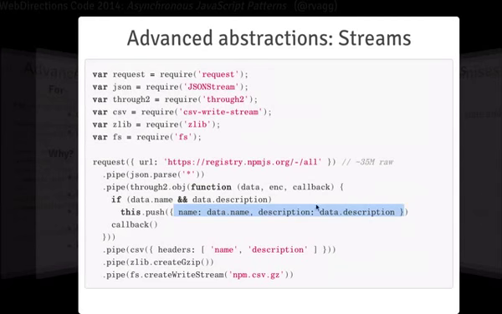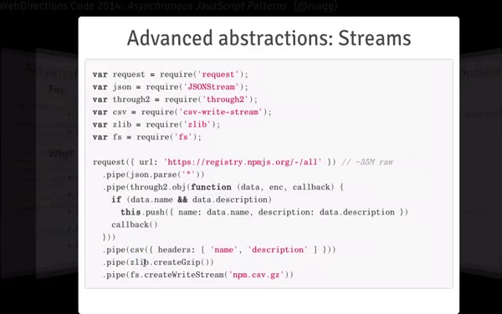The next stream is a CSV writer with a name and a description. So we're saying, for each object you get, print out a string that's only got 2 columns. The next one is a gzip stream, which is going to gzip the data as it comes through. And the last one is a writable stream to the file system.